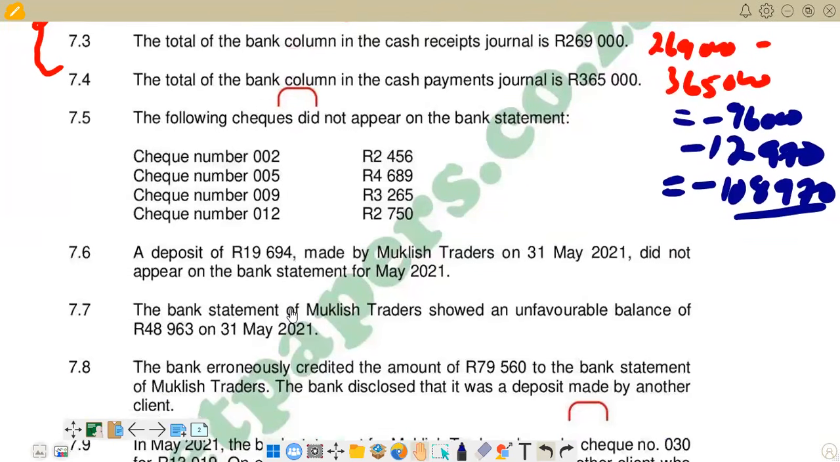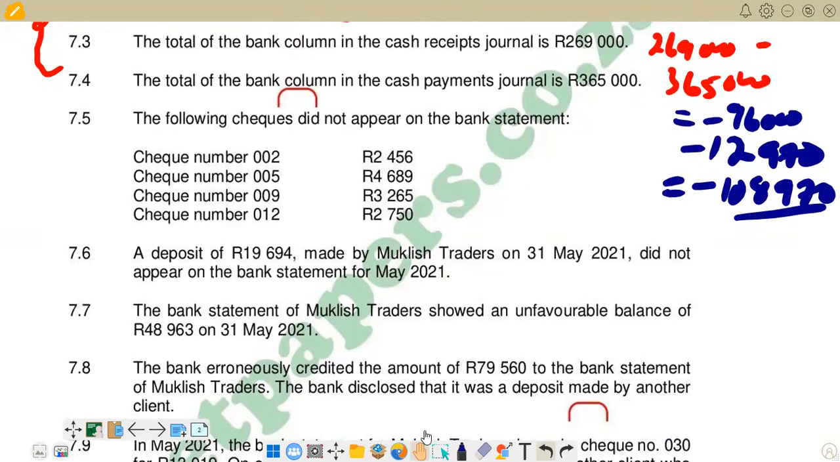Then we have 7.7, where we are given the bank statement of Muklis Traders showed an unfavorable balance of 48,963. So this is the balance that we are going to start with in the bank reconciliation, and then we are going to make some adjustments that we are given here. And then the final balance should be the same with this one, which is a negative 108,970. So this one is just there to compare if we have made a mistake in our reconciliation or not. If you get this figure, it means we have not made any mistake.